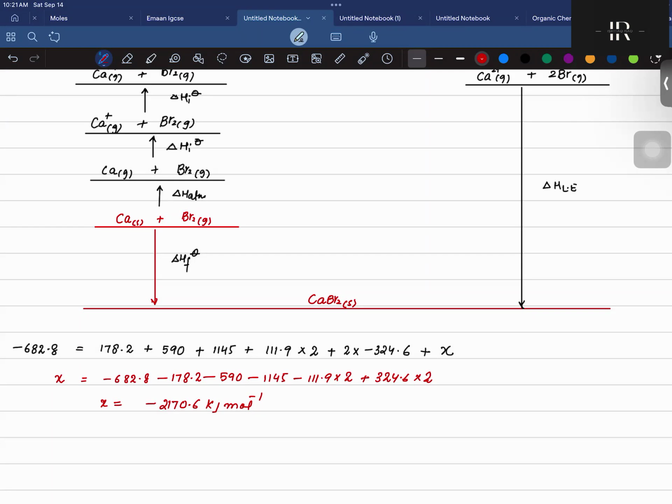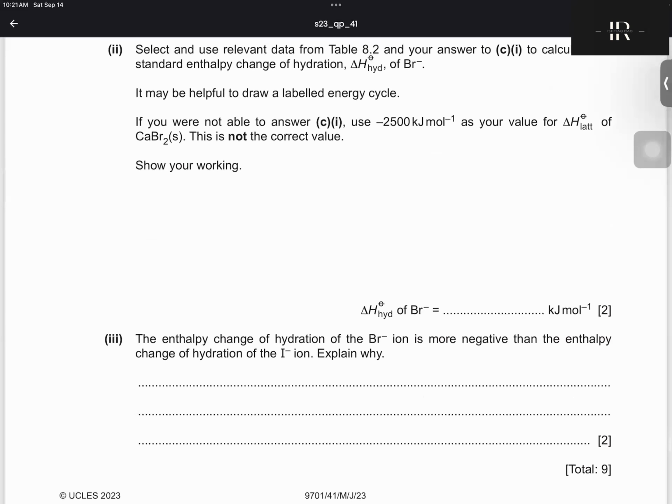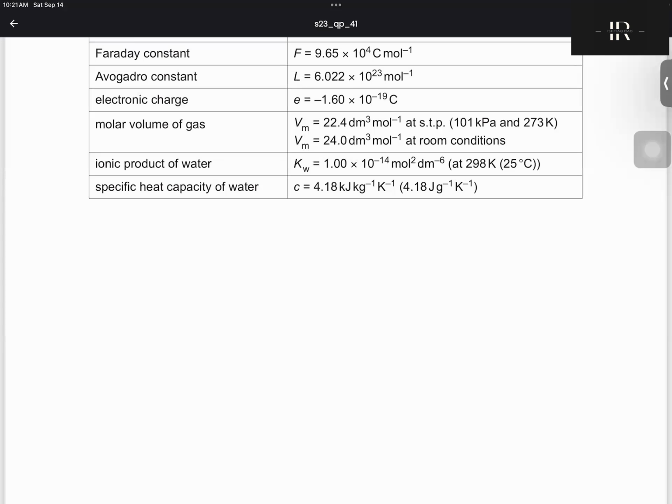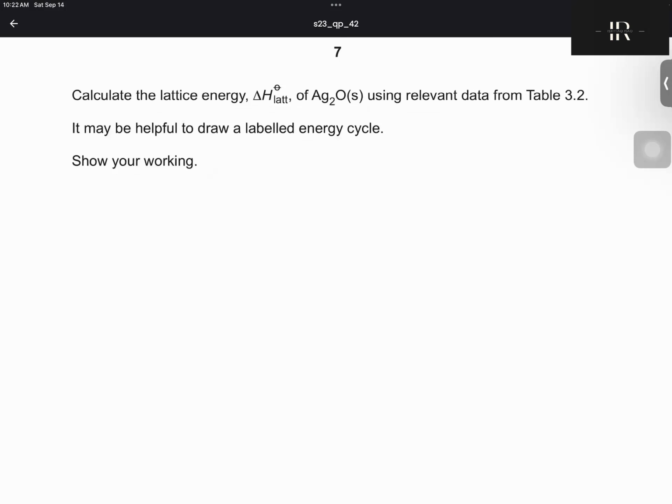Now you can see how the examiner asked related to the Born Haber cycle and also the calculation part as well. See another part of this chapter, hydration. We haven't discussed hydration. That's all for Born Haber. Let me open another paper. 2023, paper 42. Same paper, different variant.